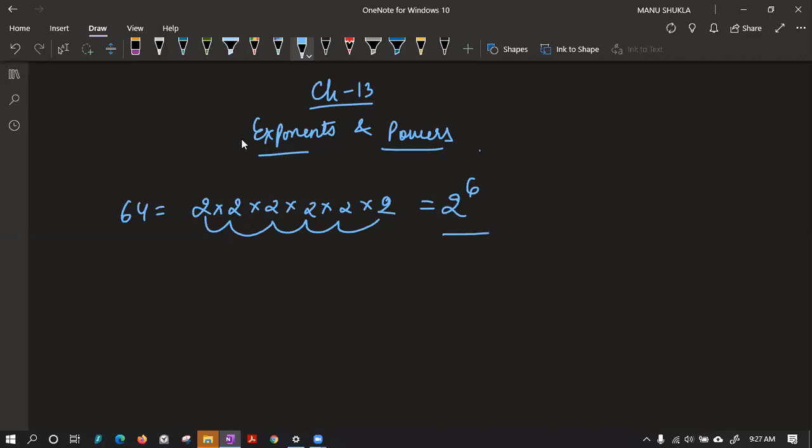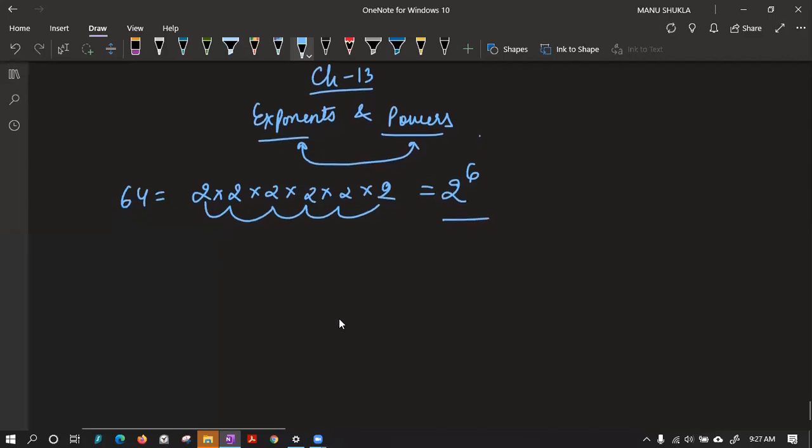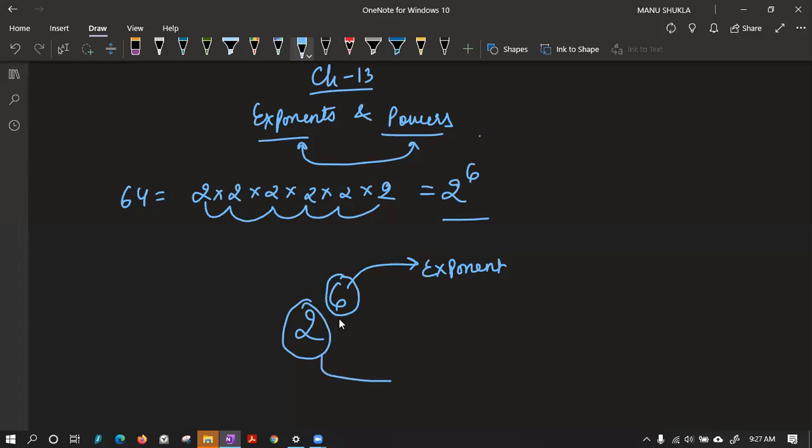Now the question comes, what is actually exponent and what is power? No, Ashmit, it is not tough. Don't worry. It will be fine for you. Let us try to understand the difference between exponent and power. They are relatively very close. Suppose you have 2 power 6. In this, 6 is known as exponent, and this 2 is known as base.